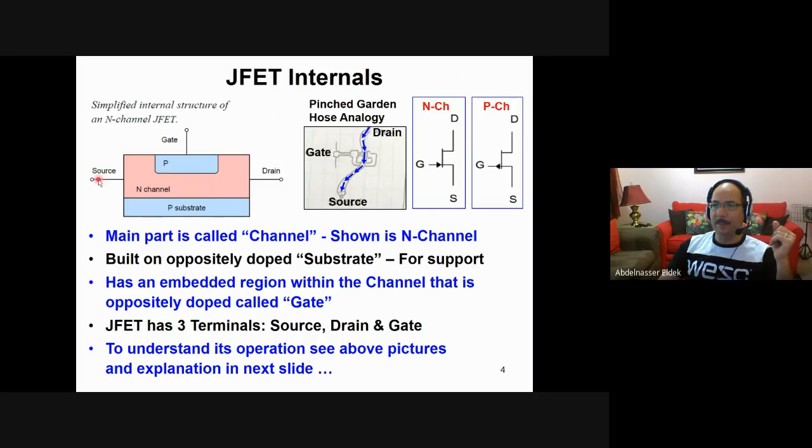But the idea is that we need to have electrons moving from the source to the drain, or on the other side, electric current moving from the drain to the source. The current from the drain to the source, or the electron current from the source to the drain, depends on how wide this area is. When you have more depletion region, the area is narrower, and this will decrease the current. When you have less depletion region, then we have more area here, and then we will have more electron current from the source to the drain, or electric current from the drain to the source.